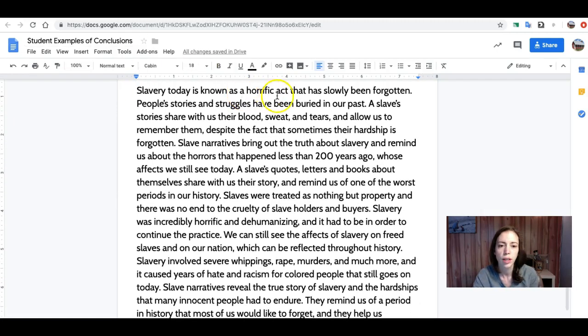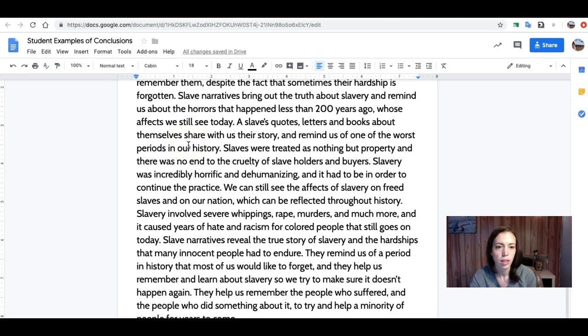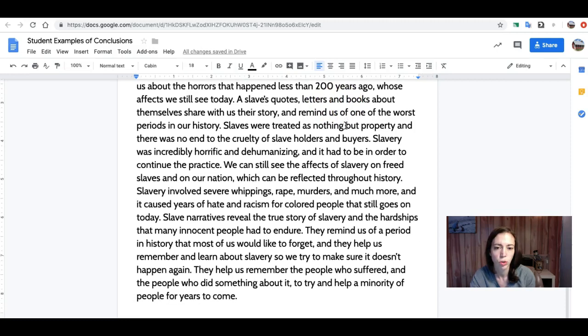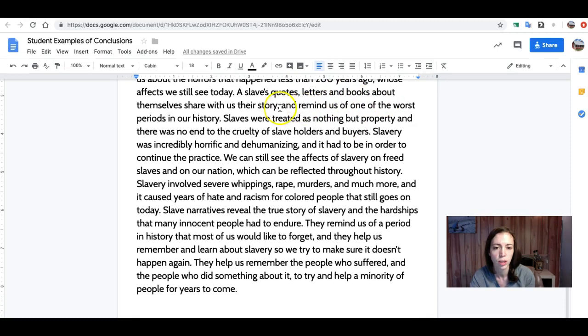Slavery today is known as a horrific act that has slowly been forgotten. People's stories and struggles have been buried in our past. A slave's stories share with us their blood, sweat, and tears and allow us to remember them, despite the fact that sometimes their hardship is forgotten. Slave narratives bring out the truth about slavery and remind us about the horrors that happened less than 200 years ago, whose effects we still see today. The slaves' quotes, letters, and books about themselves share with us their story and remind us of one of the worst periods of our history.